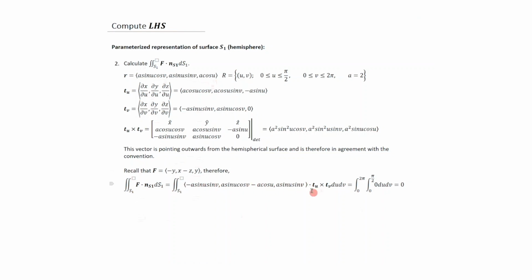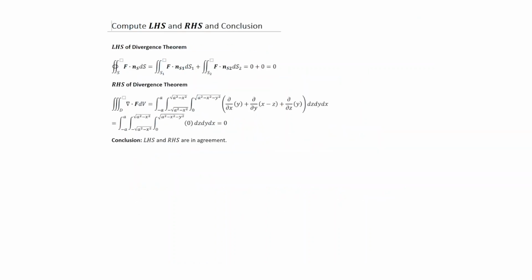And now we just need to take the dot product of this vector with tu cross tv, which is this one that you see here, integrate with respect to du dv. Well, if you take this dot product, you'll find you'll end up with a value of 0, so no need to integrate because you know the result is going to be 0 anyways. All right, so now we end up with completing the left-hand side. We've computed this one. We've computed this one. We know this is a 0, this is a 0, add them together and we get 0. So the total flux from that closed surface is 0.